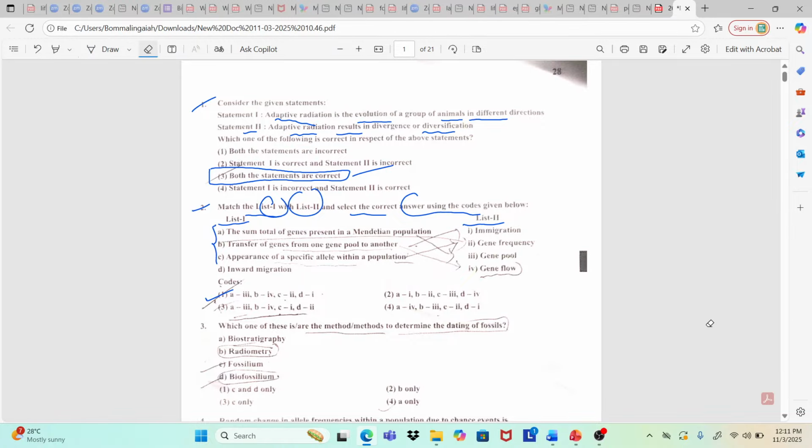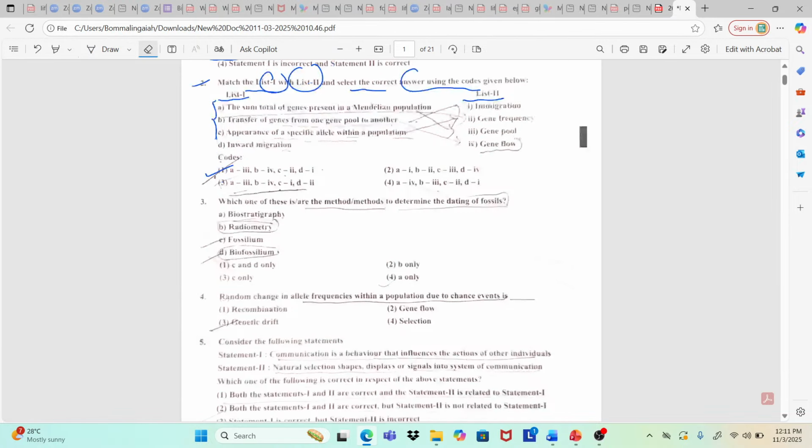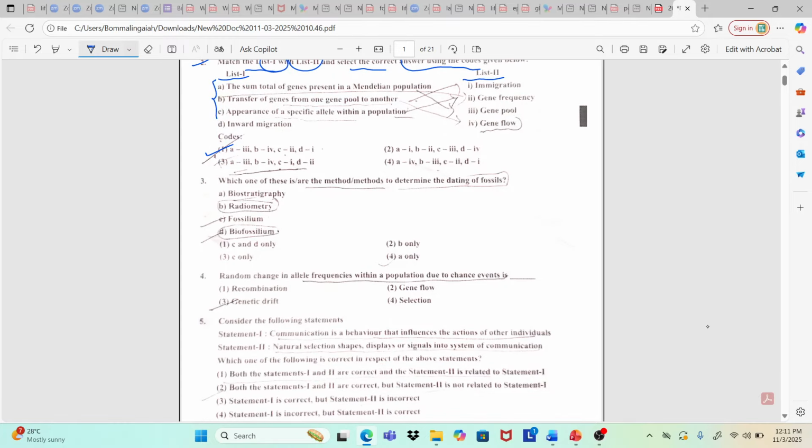Next question, number 3. Which one of these is the method or methods to determine the dating of fossils? The correct answer is biostratigraphy. Here the fourth option is the correct answer.